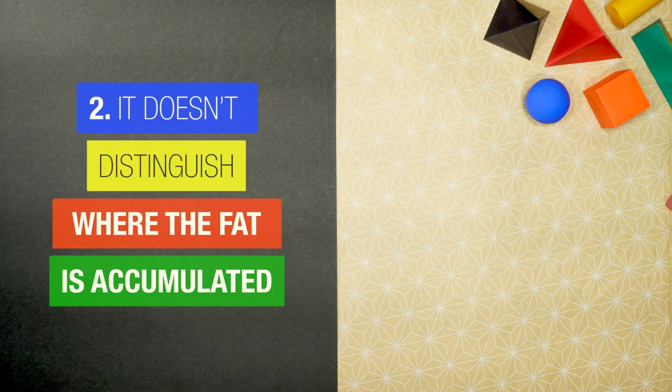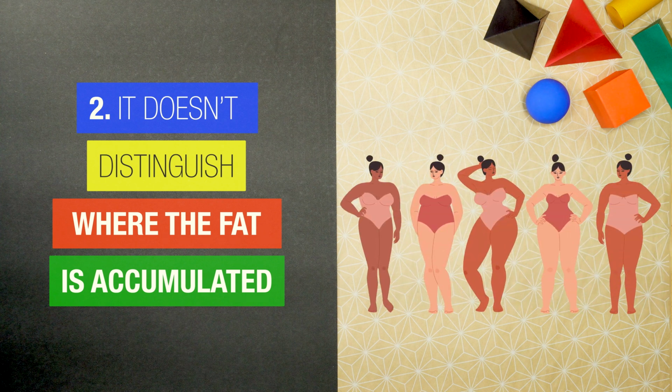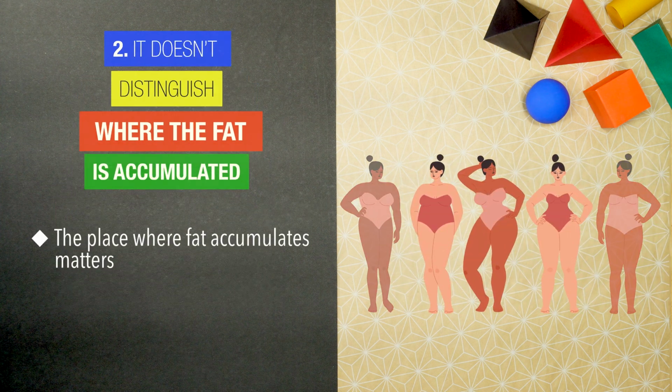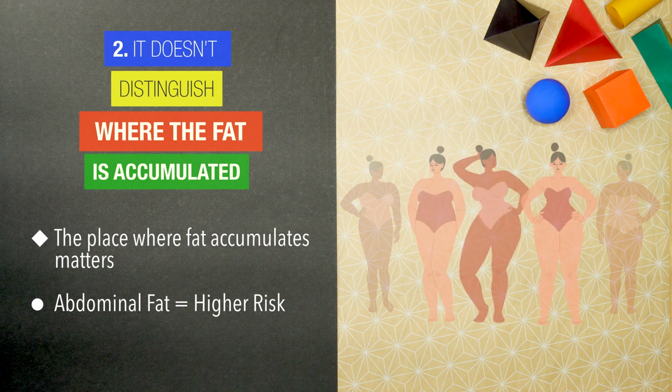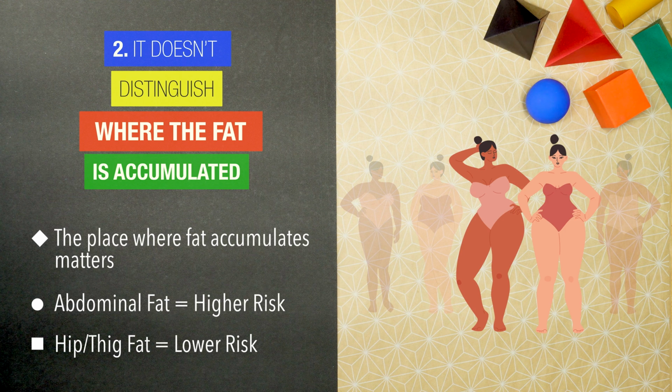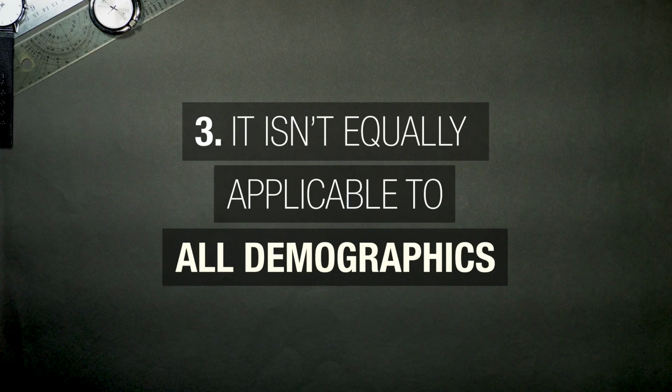Secondly, the BMI doesn't make a distinction of where the fat is accumulated in the body. Abdominal fat, for instance, can indicate a higher risk for several health conditions like diabetes and heart disease, while hip and thigh fat are much less associated with health issues. Thirdly, the BMI isn't equally applicable to every demographic.